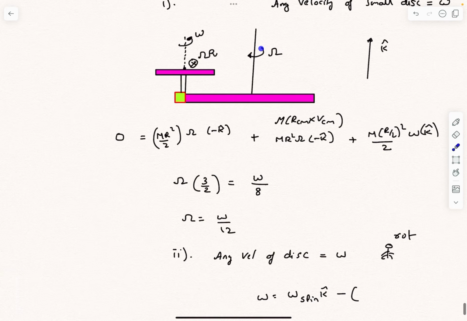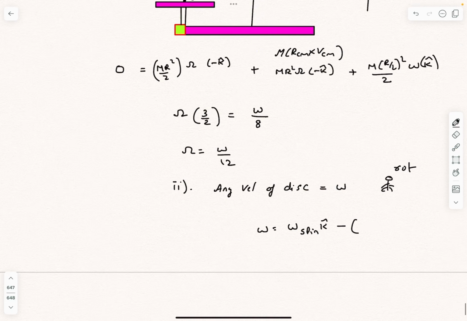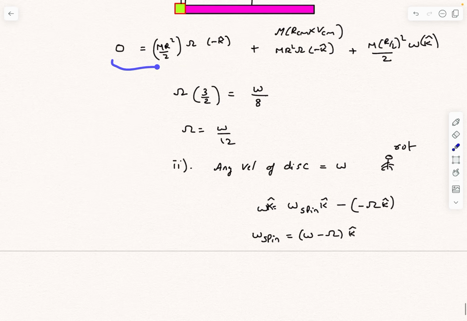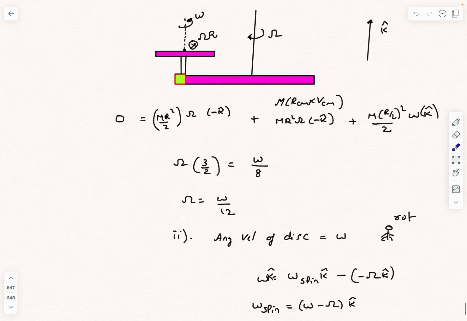The omega of the turntable is capital omega in the minus k cap direction, right? So this will be minus capital omega k cap. So I'm assuming omega to be in the k cap direction. From here we can see that omega spin is equal to omega minus capital omega in the k cap direction. Basically, in our angular momentum conservation equation, this omega is actually the spin omega, or you could say the omega that the ground frame observer sees, right?